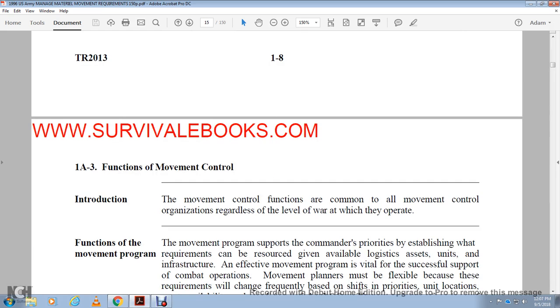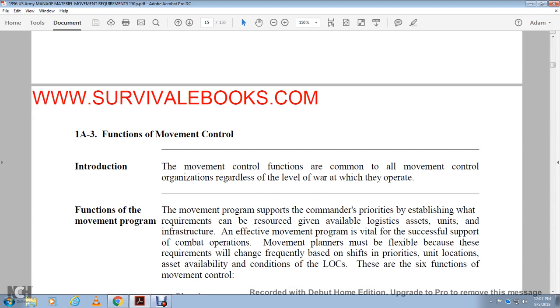1A3, functions of movement control. Introduction. The movement control functions are common to all movement control organizations regardless of the level of war at which they operate. Functions of the movement program support the planning priorities of establishing what requirements could be resourced with available logistics, assets, units, and infrastructure. The effect of the movement program is vital for the success of support to combat operations.